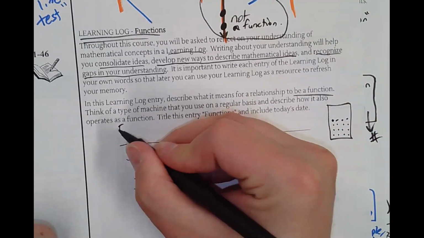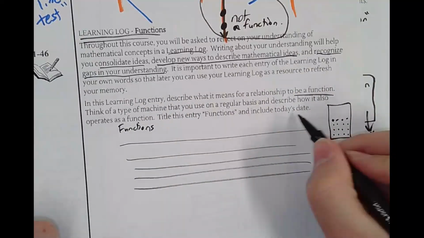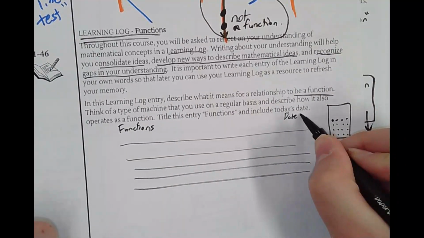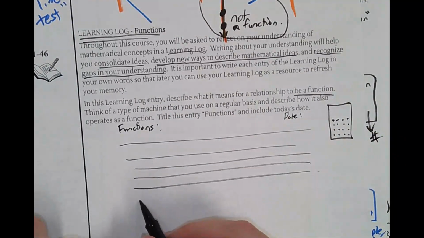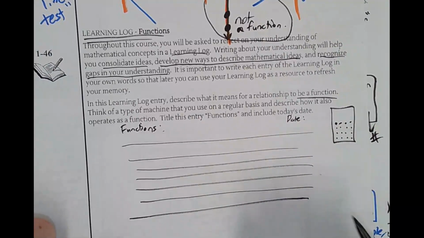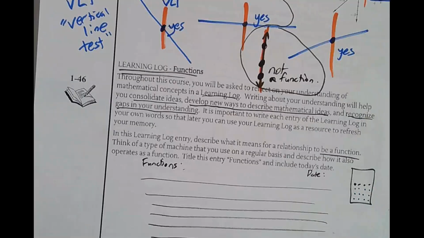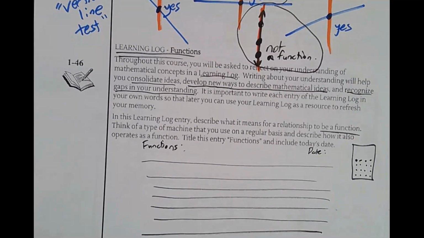So you can go ahead and say functions, and you want to write today's date. And in this space, since I give you the space, you don't need to write it in your notebooks, just write your reflection right here. I'll give you some time to do that. All right, that wraps up today's lesson on section 1.2.2.